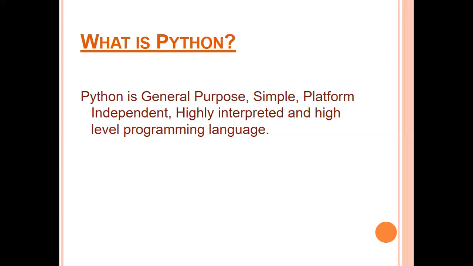General purpose means it can be used anywhere, in banking, in schools, everywhere nowadays. Python is the hottest selling programming language. It is simple, platform independent, highly interpreted, and high level. These are all features of Python, which we are going to talk about.